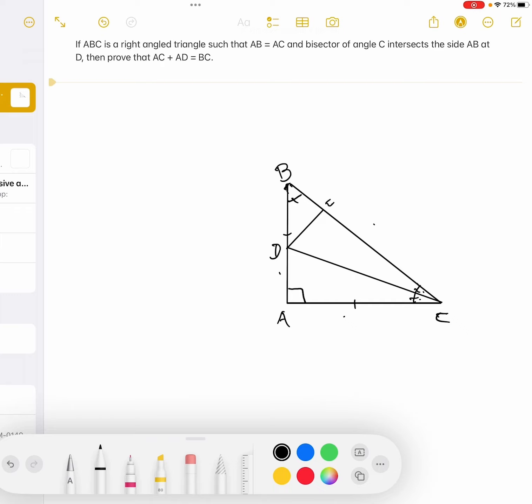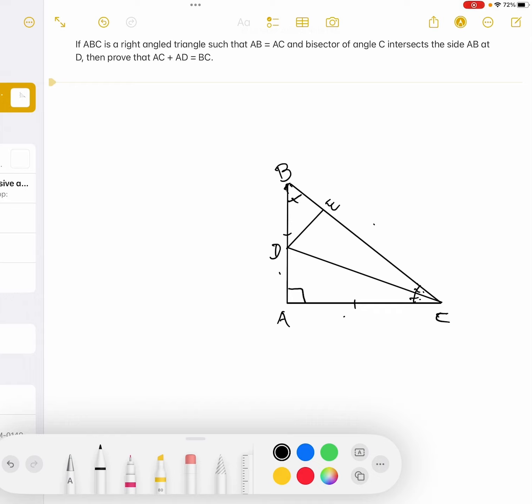Let's name it DE. So what was the use of this? Now we are going to be proving this triangle DAC is congruent to DEC. We have to prove this. Why? So that we can show AC is equal to EC. When we show AC equals EC, as EC is a part of BC, we are coming one step closer to showing that AC plus AD is equal to BC.